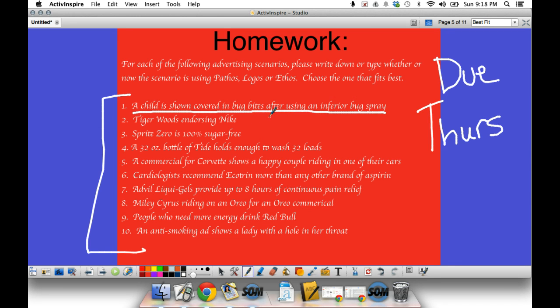Let's go over the first one together. A child is shown covered in bug bites after using an inferior bug spray. It could be emotion, because you want your child to feel safe, but it kind of doesn't work. I mean, it kind of does. Logos? No, there's no logic there. There are no stats there. And then ethos is credibility. It could be ruining another company's credibility. But I think pathos fits best. So this one is pathos. Okay? So then you just put one, pathos.